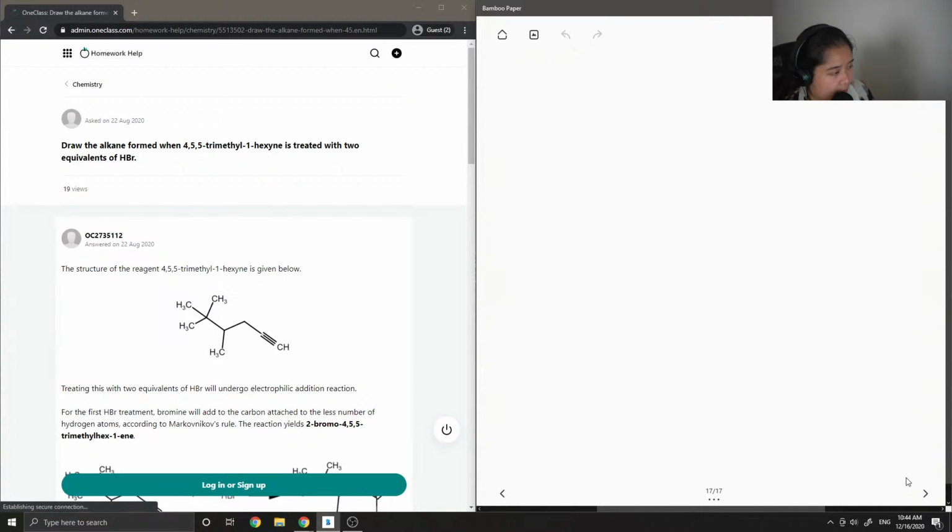Okay, so on to question 6, which asks to draw the alkane formed when 4,5,5-trimethyl-1-hexyne is treated with 2 equivalents of HBr. So let's try to draw out this structure together.